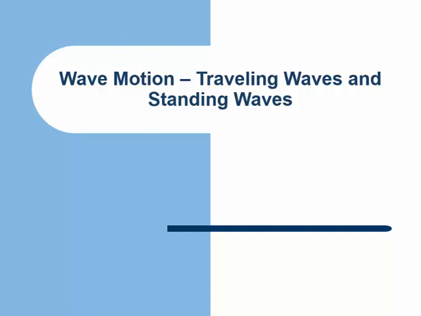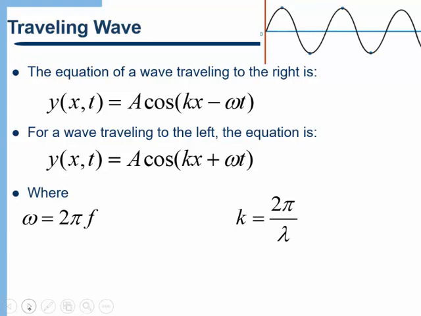In this video, we're going to conclude our study of wave motion. Specifically here, we're going to talk about the equation that describes a wave traveling down a string, and we'll also talk about what we mean by a standing wave and how standing waves are formed. So let's look at the equation that describes a traveling wave.